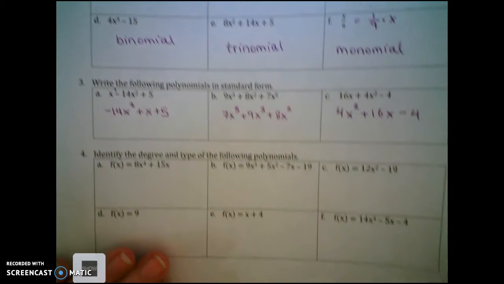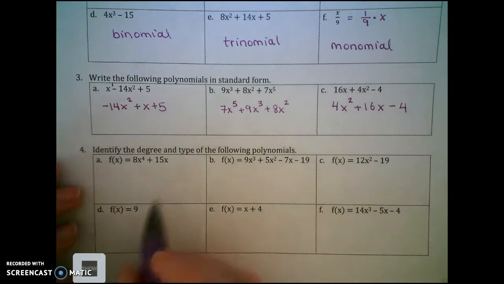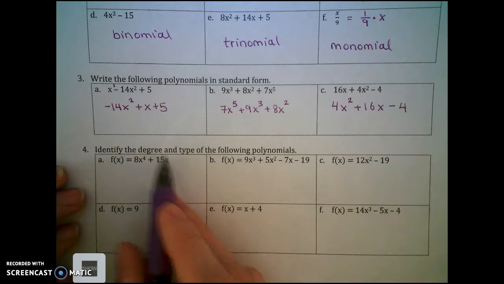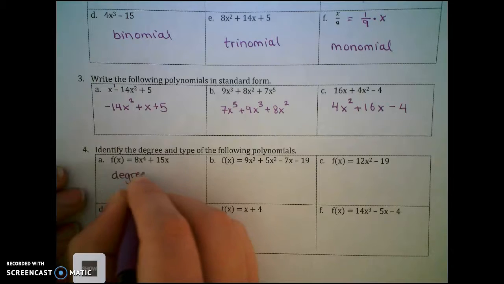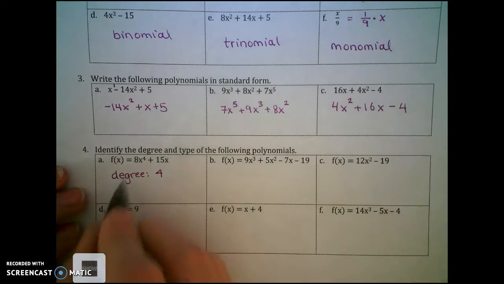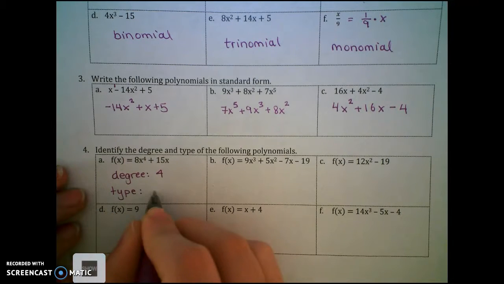Last on these examples, we will talk about the degree and type of polynomials. Degree is determined by the highest exponent. So, our highest exponent between 4 and 1 is 4, so the degree is 4. Pretty easy. And our type is quartic.